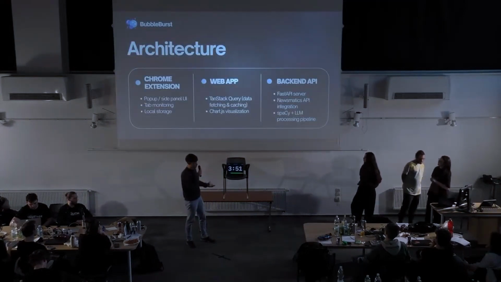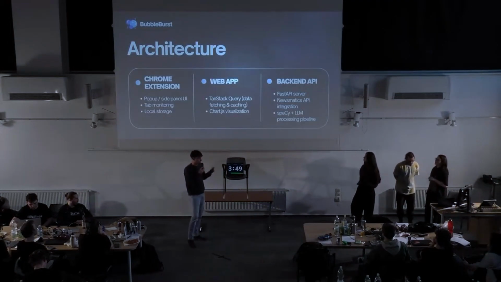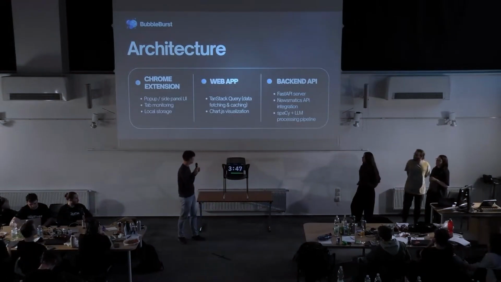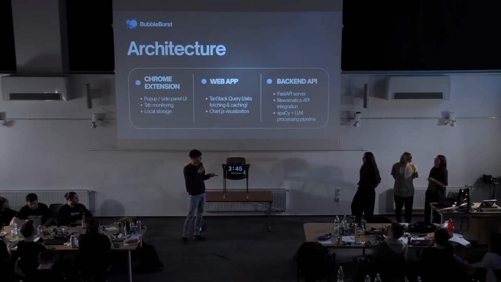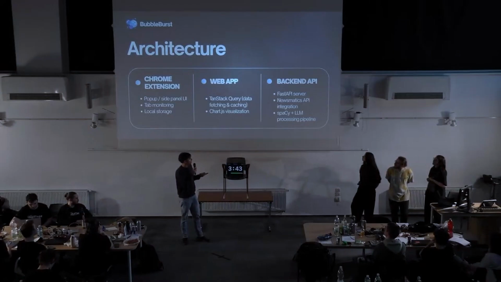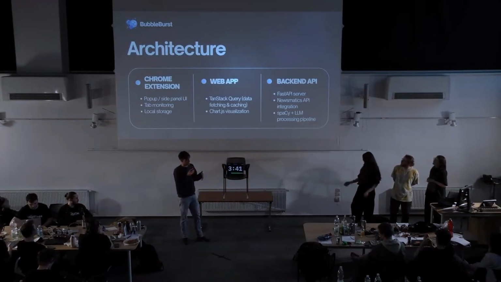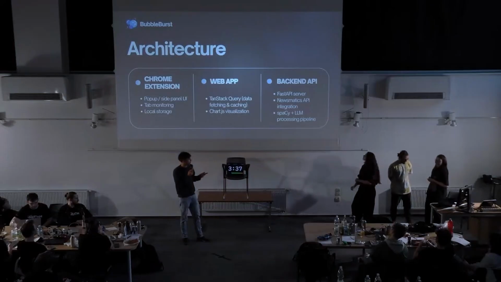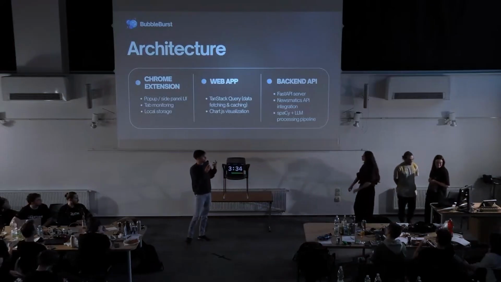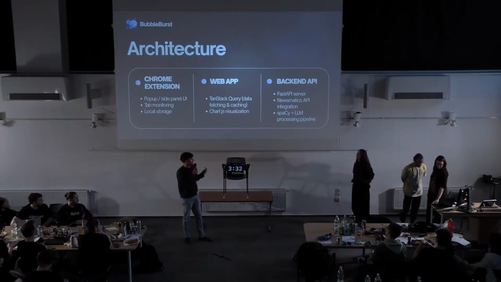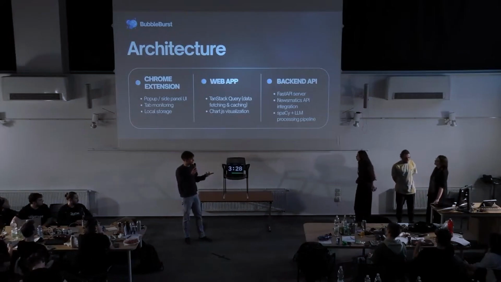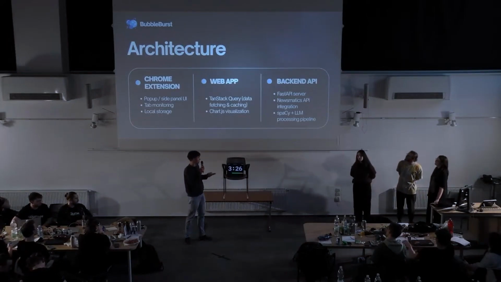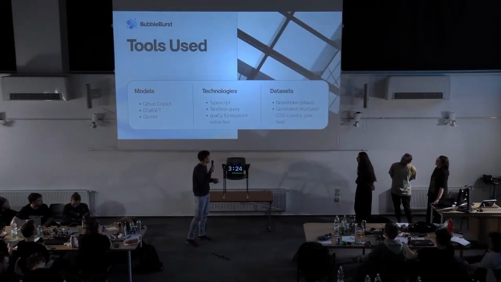The whole architecture works so that we have both a Chrome extension and an actual web page or web app that are doing basically the same thing but not exactly, and are communicating with the backend API, which is a FastAPI server which communicates with the Newsmatics API for the data and filters it and gets the right data.